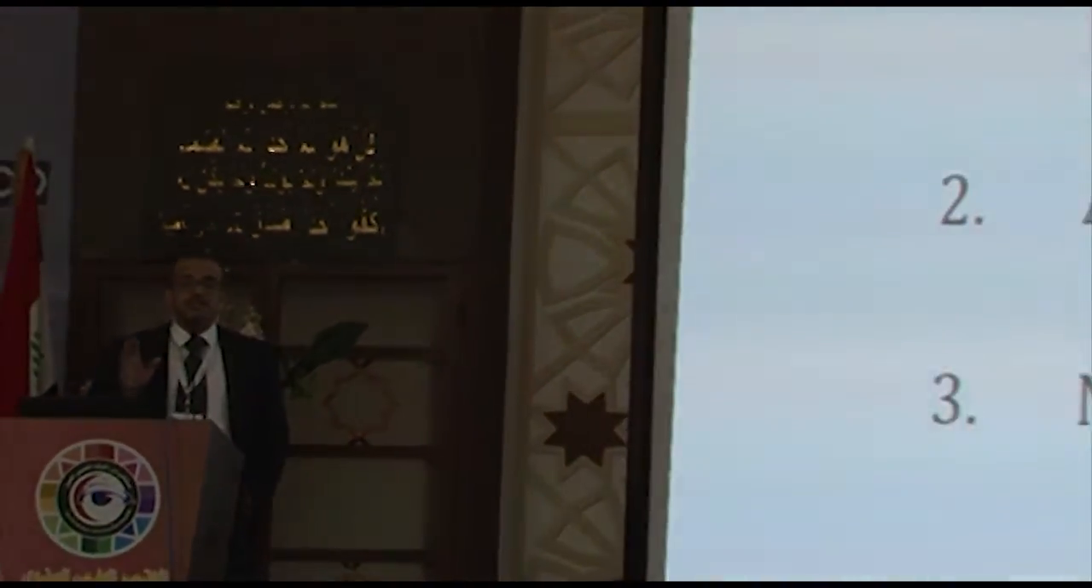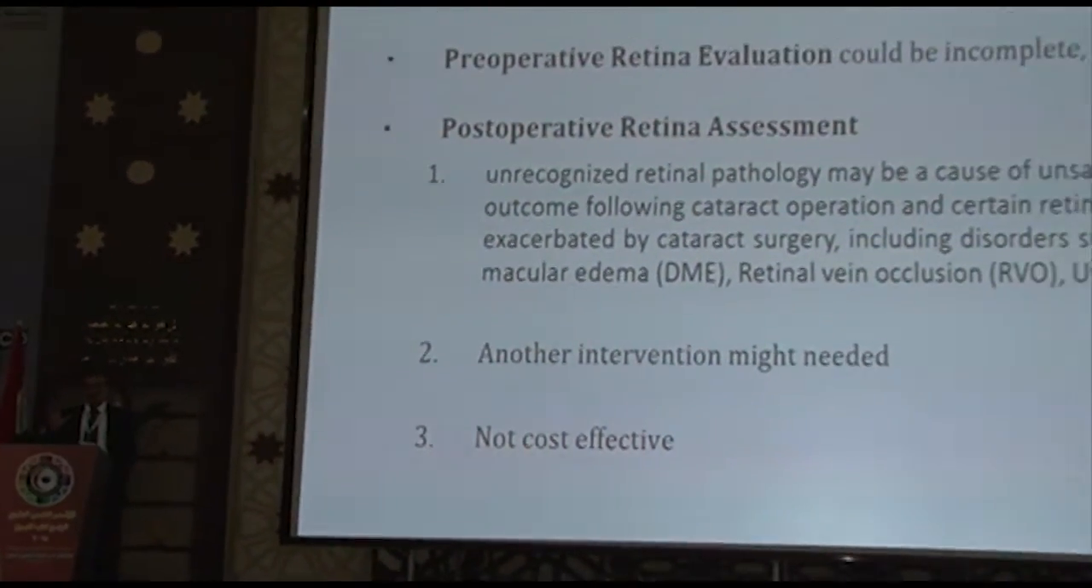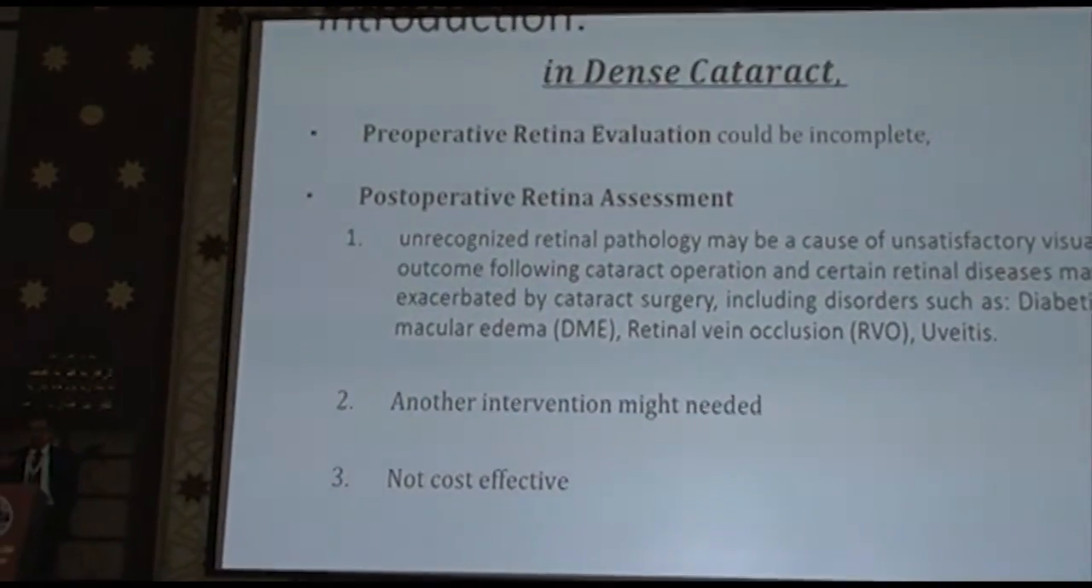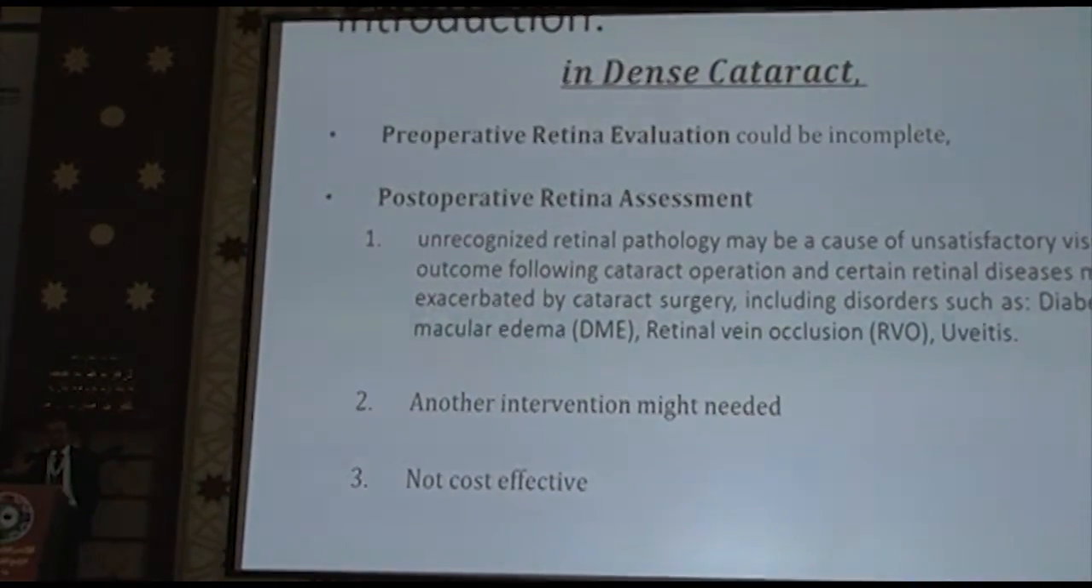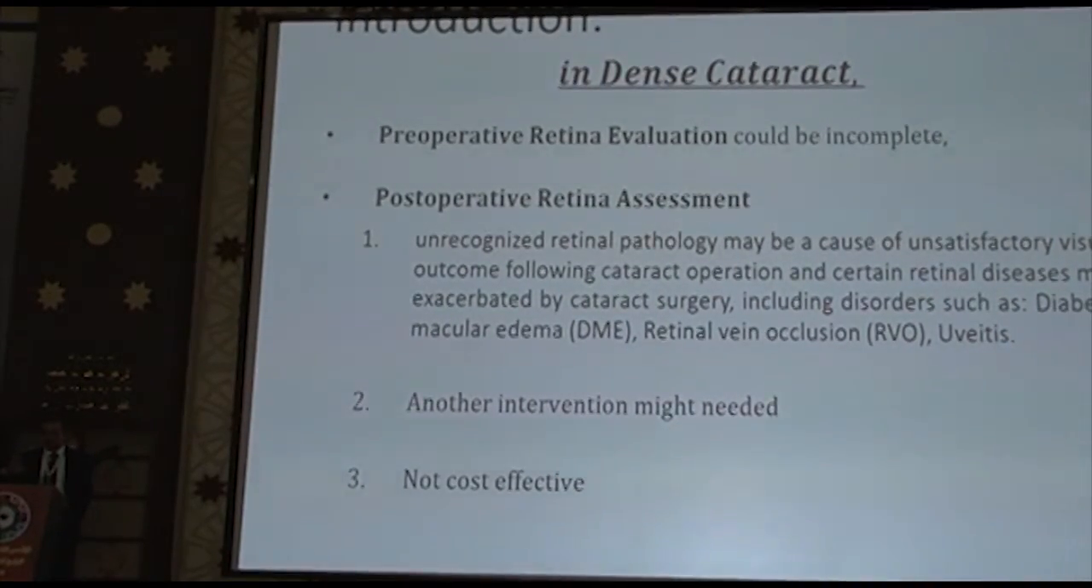So this is the trans-limbal intraoperative endoillumination during cataract surgery. This is the abstract for the study. We know that the challenge in dense cataract is to assess the macula and the retina. It cannot be assessed fully because of the high density of the cataract, so preoperatively it is usually incomplete.